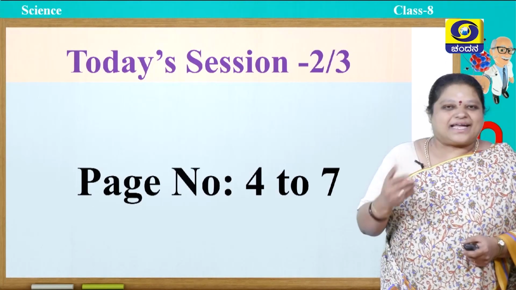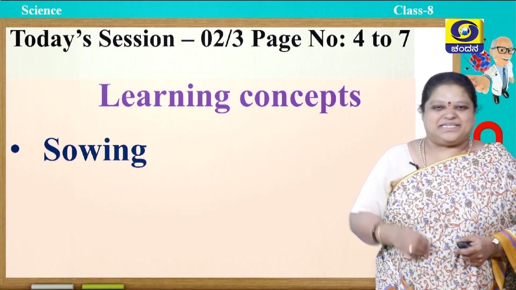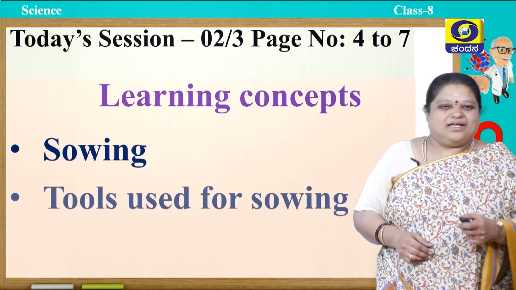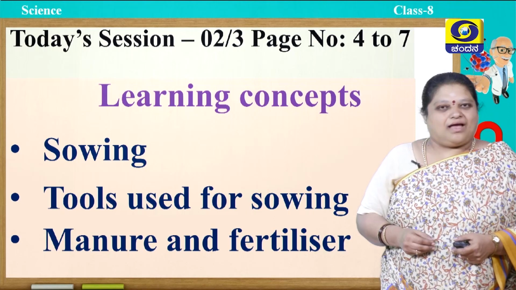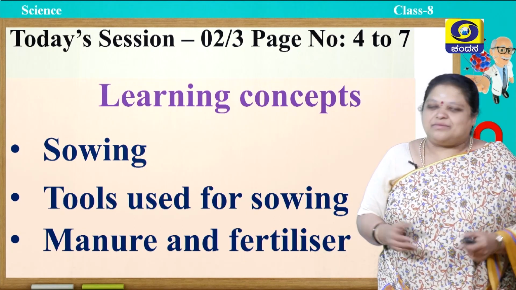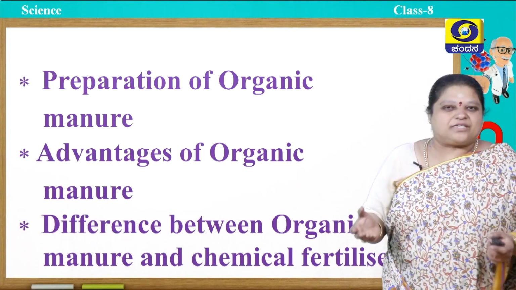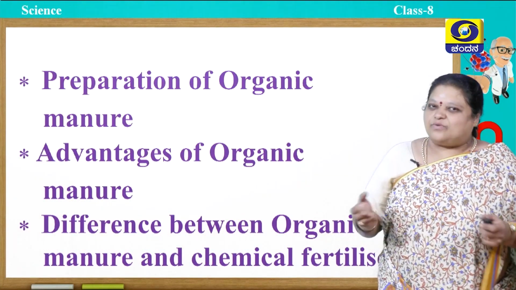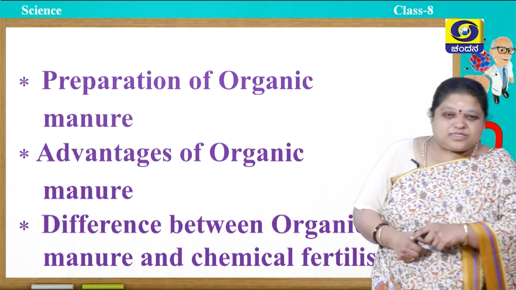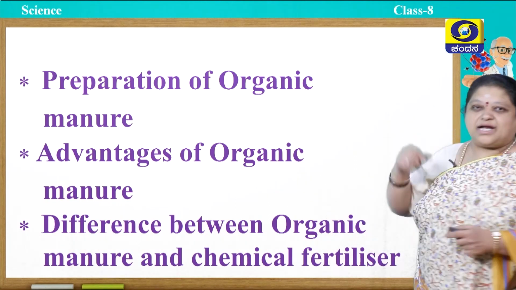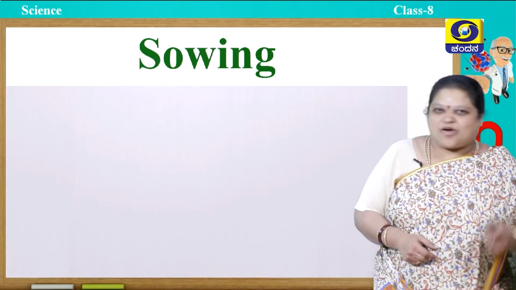In the second session we will be studying about sowing of the seeds, how to sow them. Next, what are the tools used for sowing, and the most important, manure and fertilizers. So we will also study about preparation of organic manure, advantages of organic manure. Then we will see the difference between organic manure and chemical fertilizers. So first we will come to sowing.